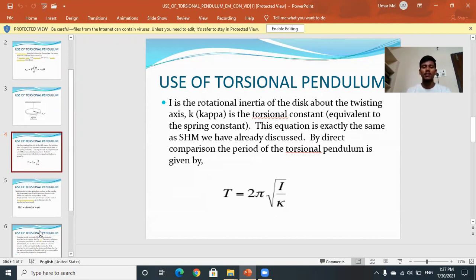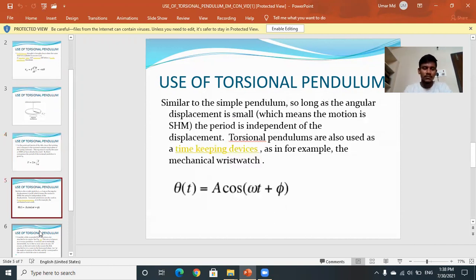By comparison, the period of the torsional pendulum is given by T = 2π√(I/K). Similar to the simple pendulum, as long as the angular displacement is small, which means the motion is a simple harmonic motion, the period is independent of the displacement. Torsional pendulums are also used as time-keeping devices, as for example the mechanical wrist watch. θ(t) = A cos(ωt + φ).